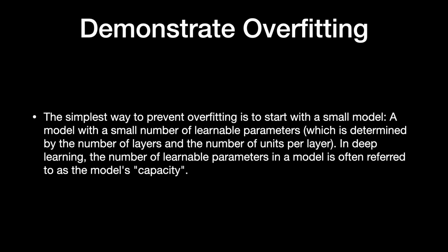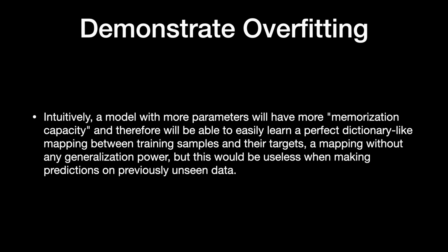The simplest way to prevent overfitting is to start with a small model, a model with a small number of learnable parameters, which is determined by the number of layers and the number of units per layer. In deep learning, the number of learnable parameters in a model is often referred to as the model's capacity. Intuitively, a model with more parameters will have more memorization capacity, and therefore will be able to easily learn a perfect dictionary-like mapping between training samples and their targets, a mapping without any generalization power, but this would be useless when making predictions on previously unseen data.